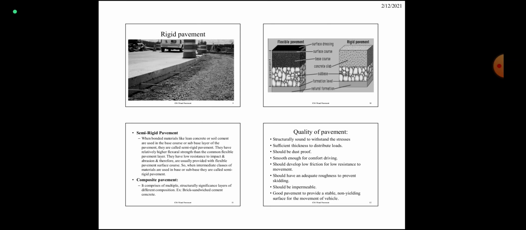Should be impermeable. A good pavement provides a stable, non-yielding surface for the movement of vehicles.